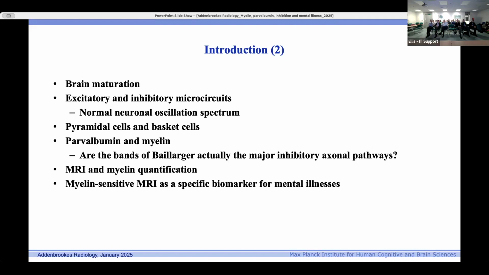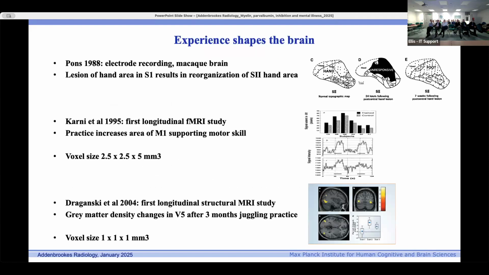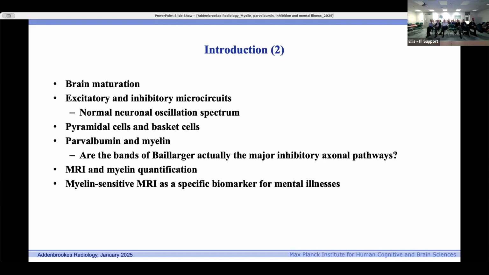Now I'm going to talk about MRI and myelin quantification, and myelin-sensitive MRI as a specific biomarker for mental illness.